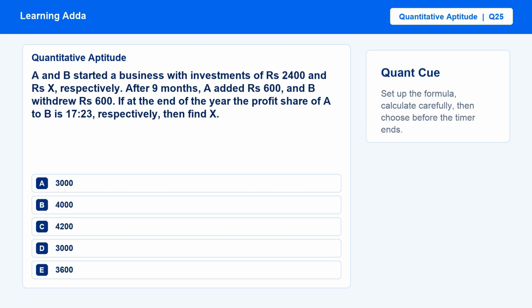Question 25. A and B started a business with investments of rupees 2400 and rupees X, respectively. After 9 months, A added rupees 600 and B withdrew rupees 600. If at the end of the year the profit share of A to B is 17:23, respectively, then find X. Option A, 3000. Option B, 4000. Option C, 4200. Option D, 3000. Option E, 3600. The timer starts now.